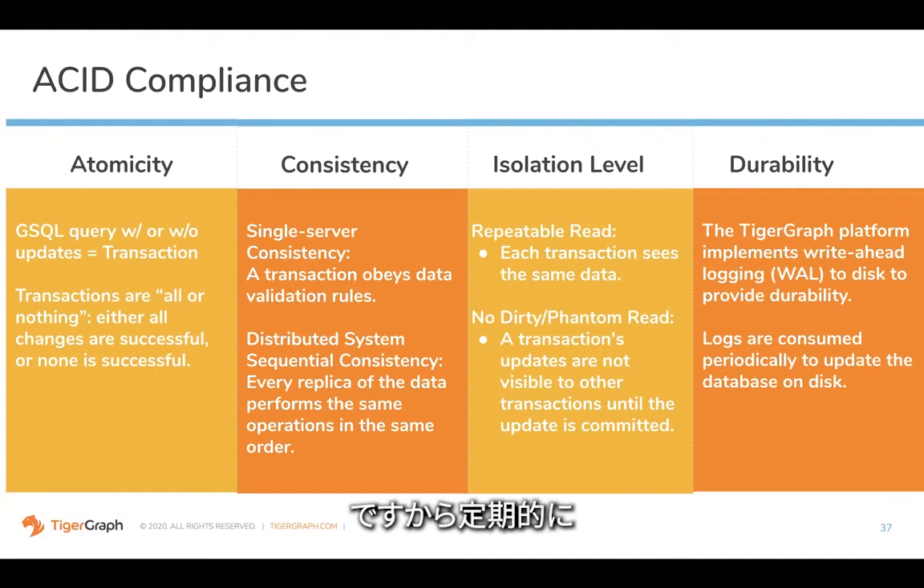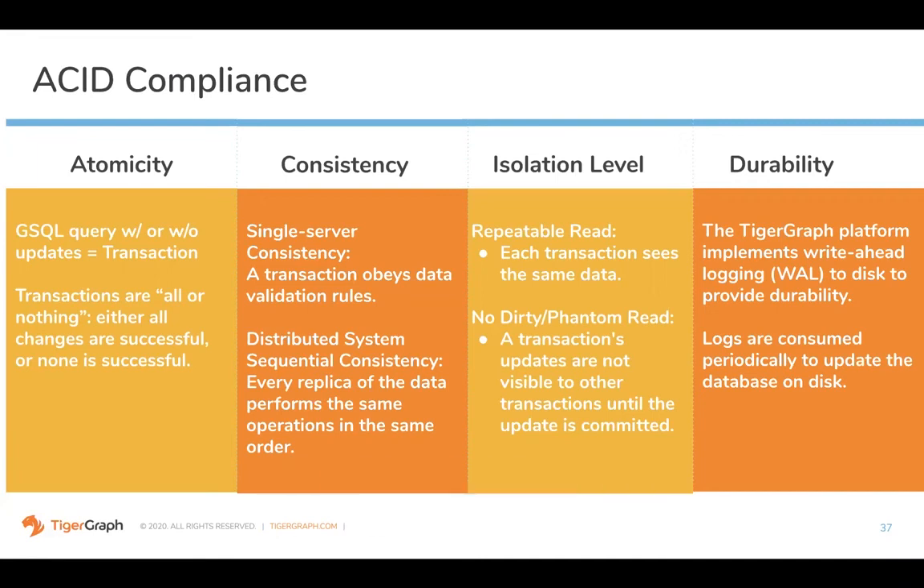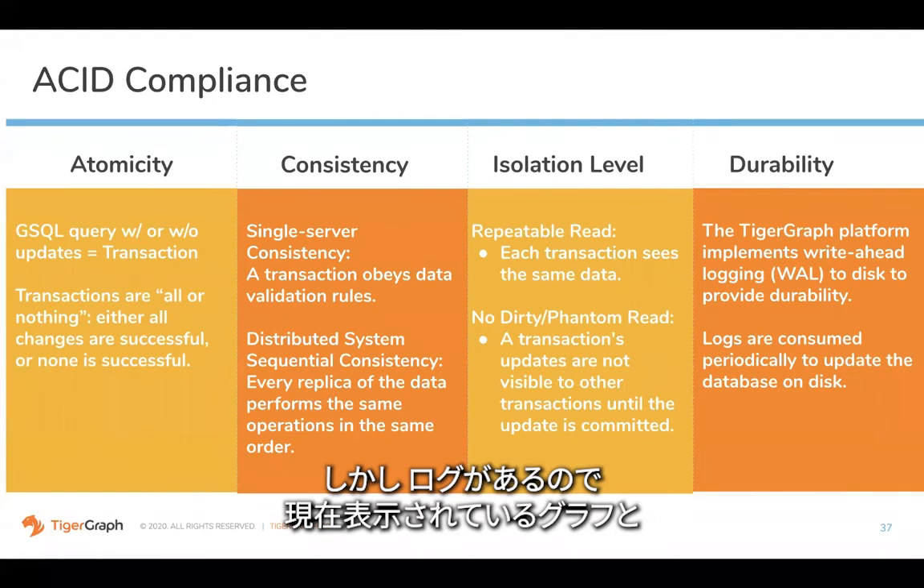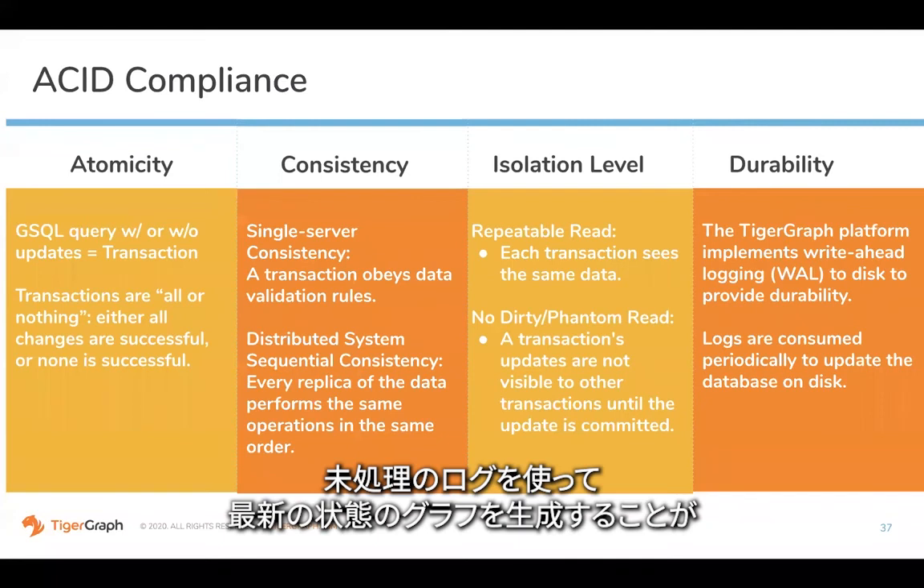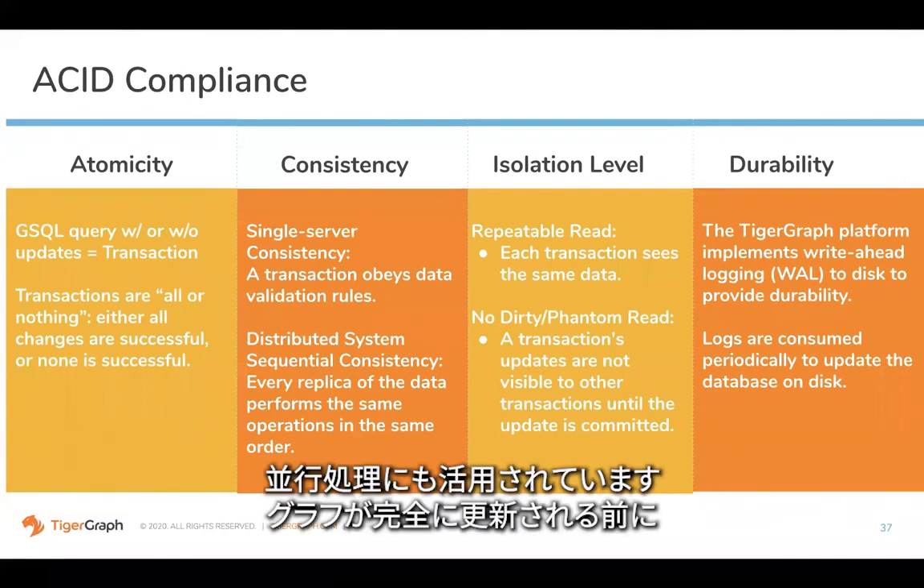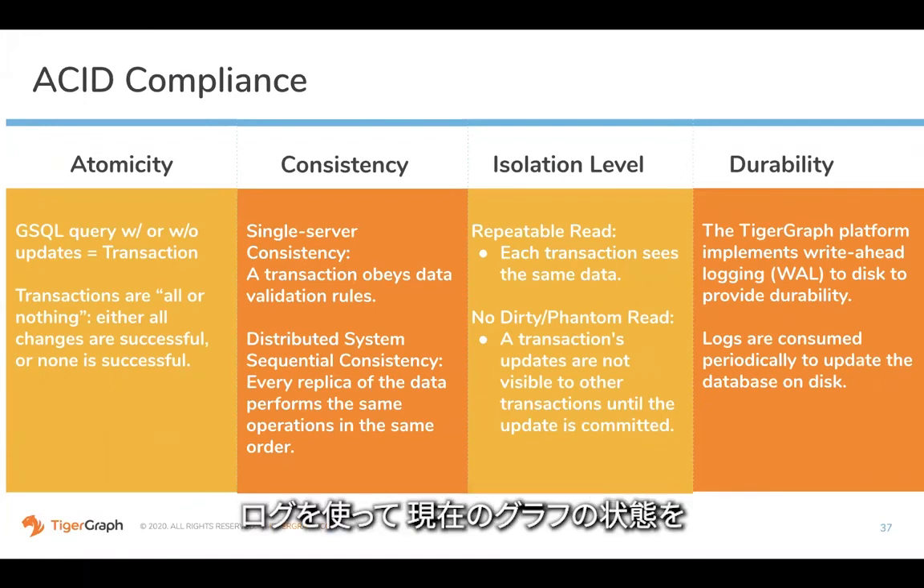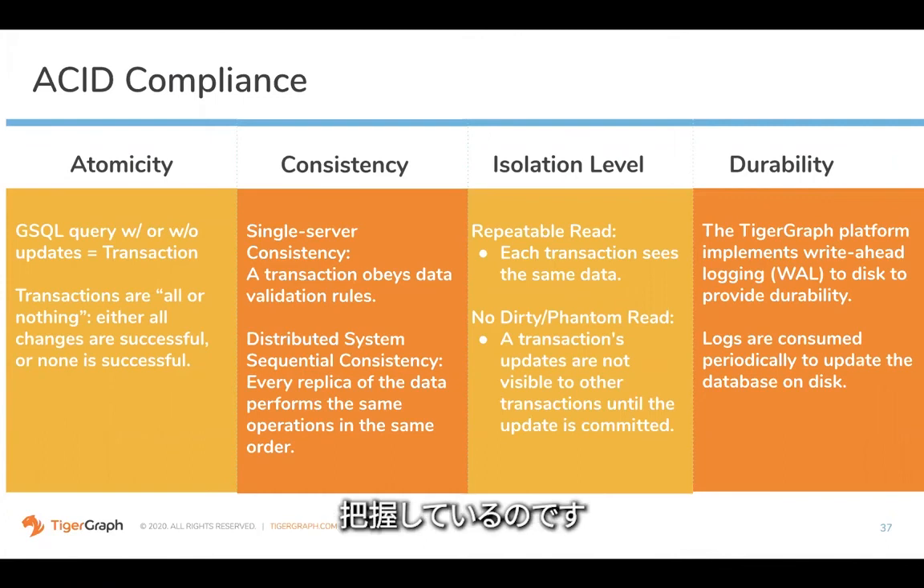So periodically we consume the recent logs to update the graph. But because you've got those logs, there's a guarantee that you can take the current graph and the as yet unprocessed logs to reconstruct what the graph should be. And in fact, that even is used in concurrency because other transactions are taking place before the graph has been fully updated. So they're using those logs to understand what's the quote current state of the graph.